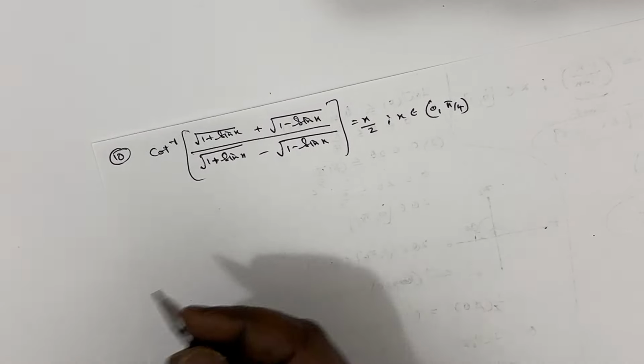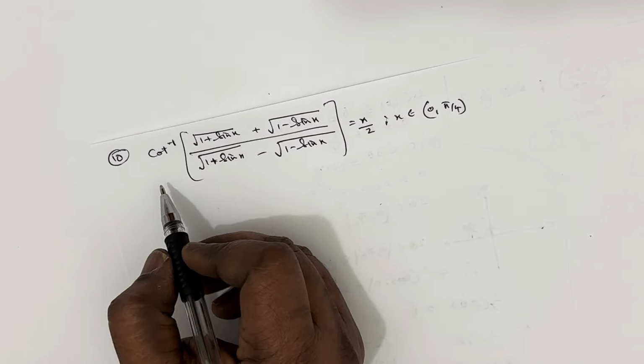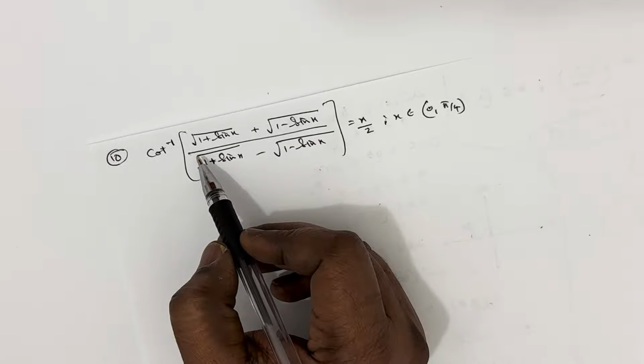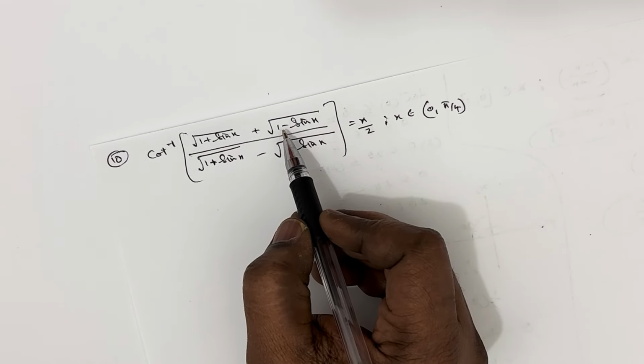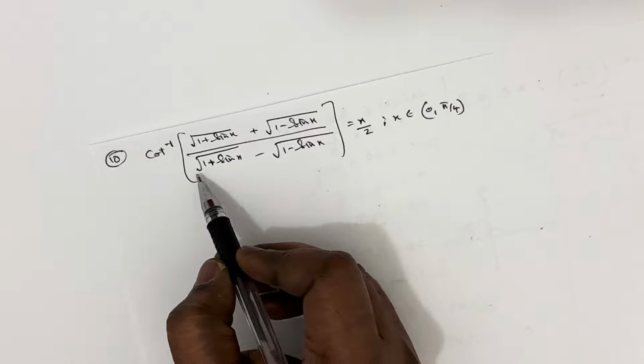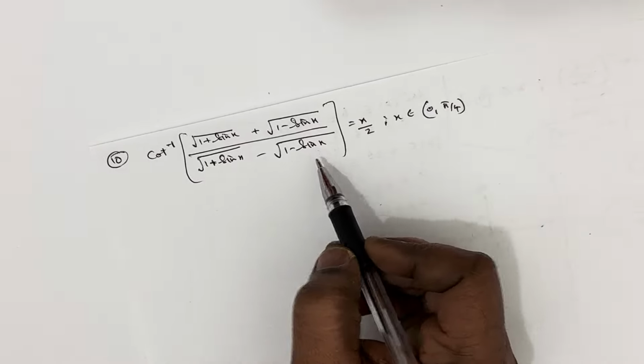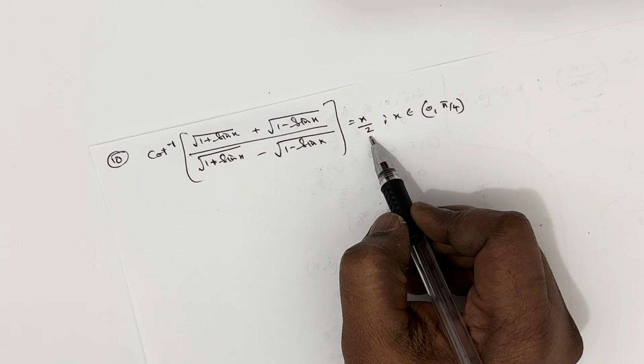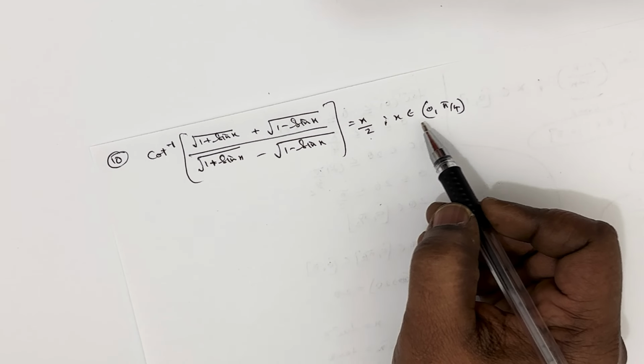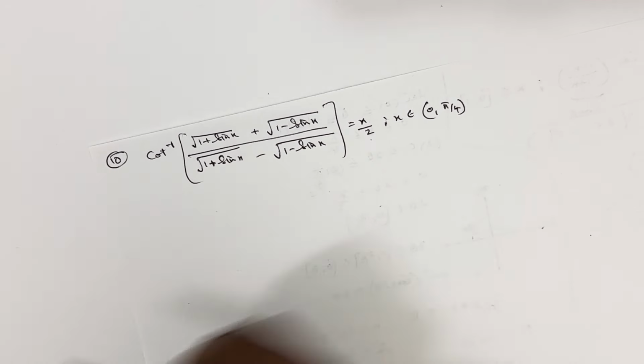Okay, let's do the 10th question. The 10th question is cot inverse of (root over 1 plus x plus root over 1 minus x) whole divided by (root over 1 plus x minus root over 1 minus x), which is equal to x by 2, where x belongs to 0 to pi by 4.